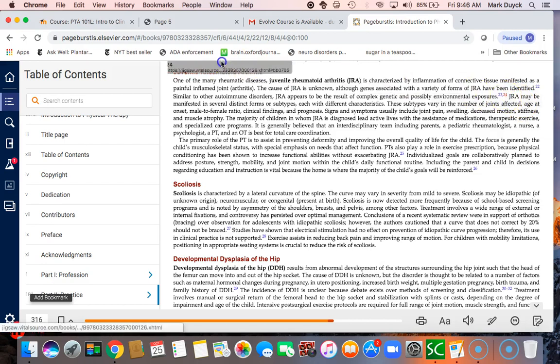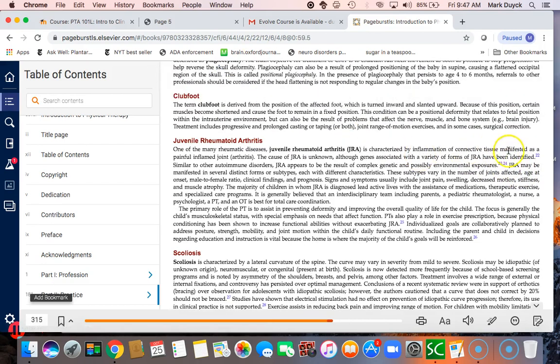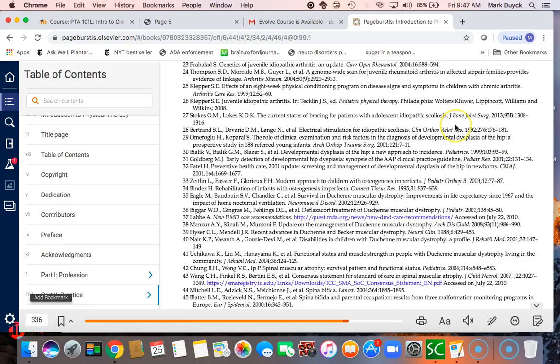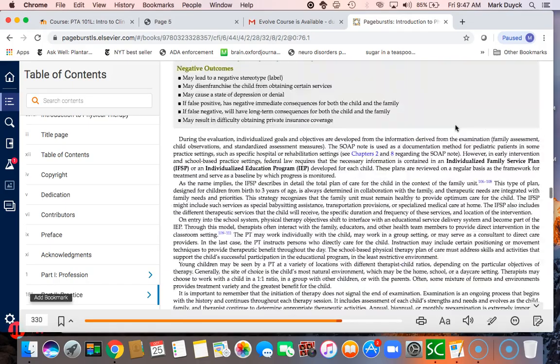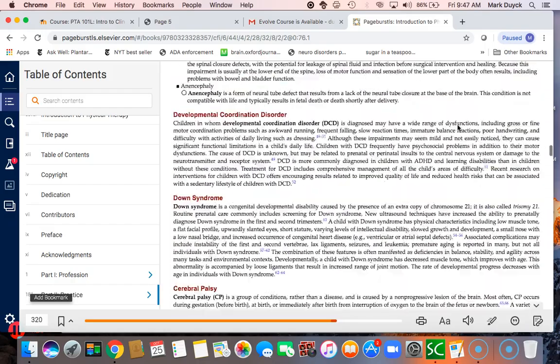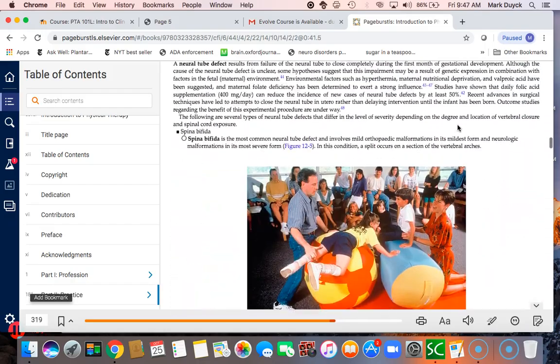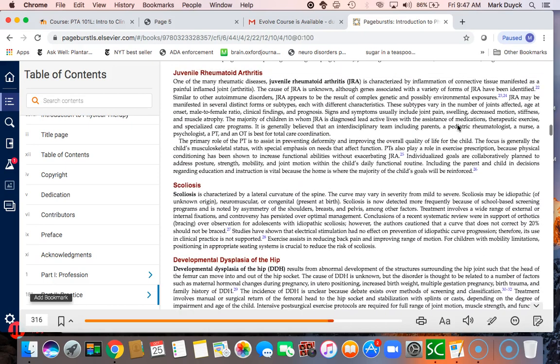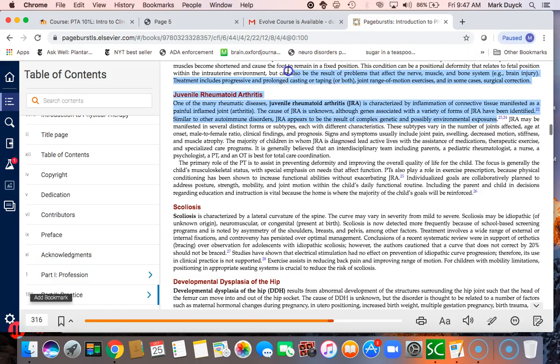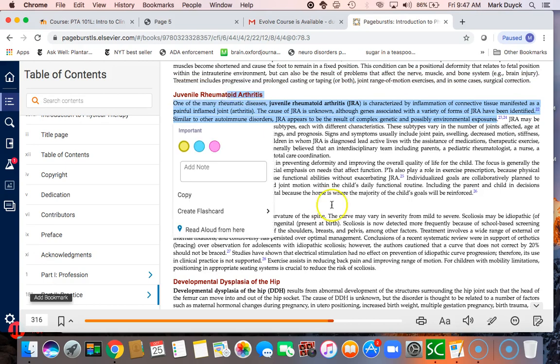I would go from like here to there. Oops. It didn't work out so well. Let's try that again. Sorry. Go back up. Just a basic definition of JRA. Let's see. Here we go. So this section, right? Okay.